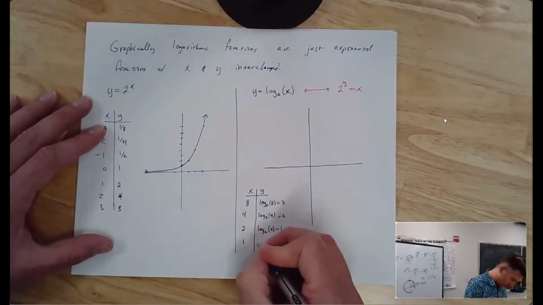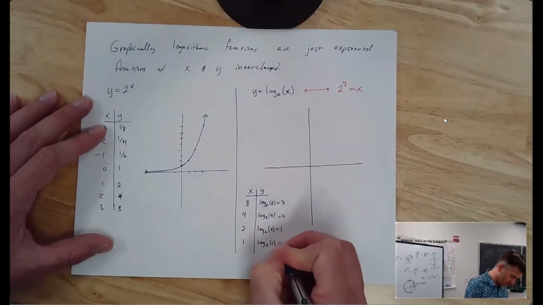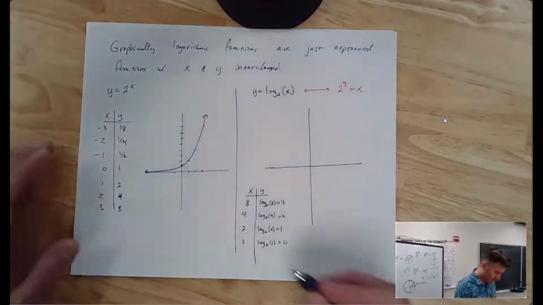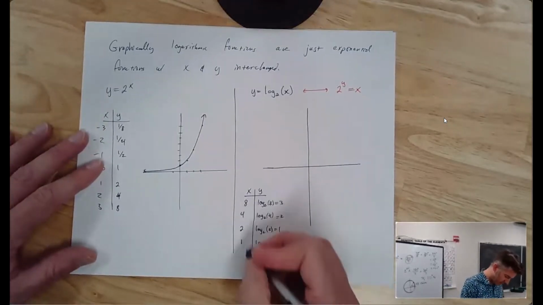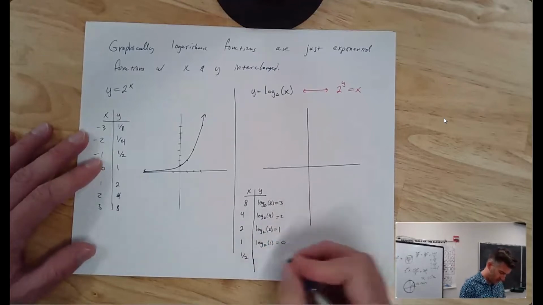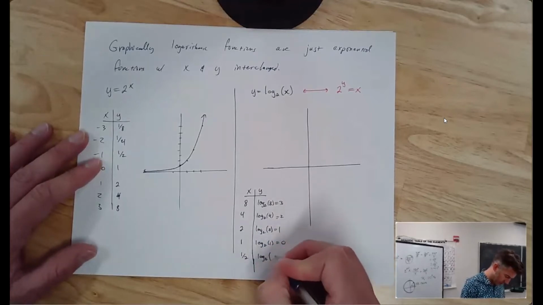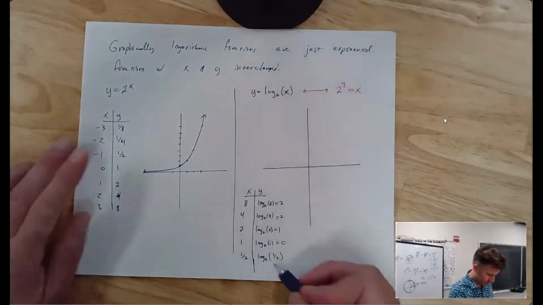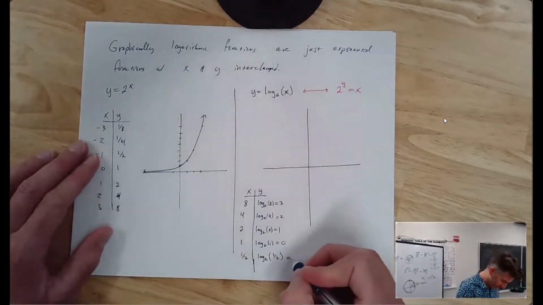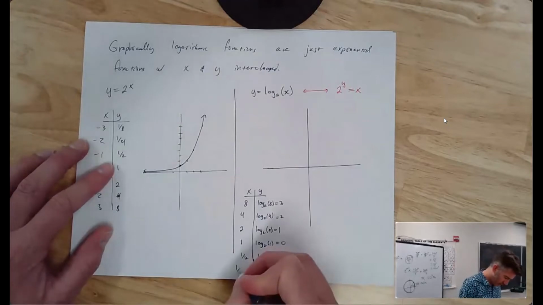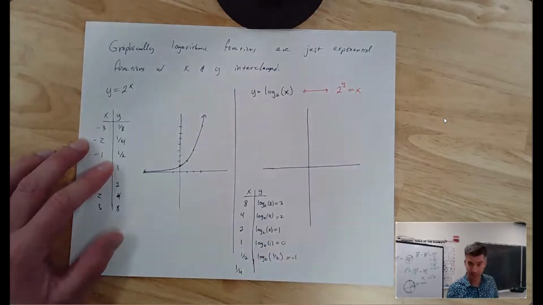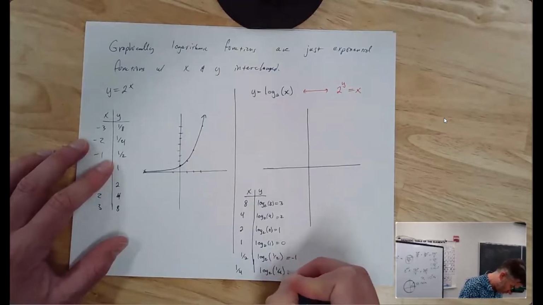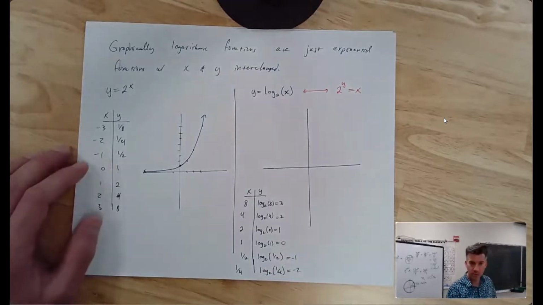And 1, because log base 2 of 1 is 0. Right, 2 to what power equals 1? Oh, 2 to the 0th power equals 1. And you can keep doing this for any positive numbers. But we're going to pick nice powers of 2. 1/2 is 2 to the negative 1. So log base 2 of 1/2 is negative 1. And 1/4 is 2 raised to the negative second power. So log base 2 of 1/4 is equal to negative 2.